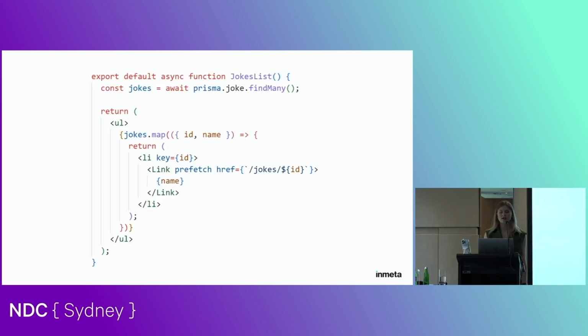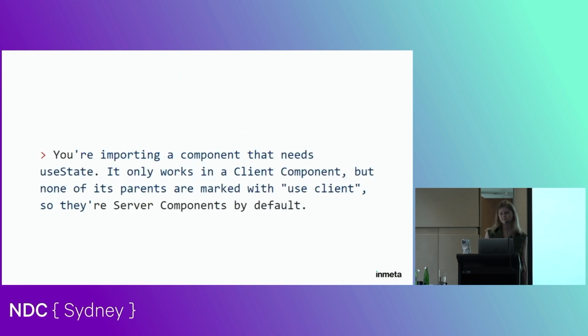So since RSCs are exclusively run on the server, we can write database queries right inside our components. Here's an example of a simple server component called JokesList. I can query my database through an ORM like Prisma and have the data available, the component fully rendered before it's sent to the client. Server components also introduce async components, basically an async function that can asynchronously fetch data on the server without causing any issues for the client side. You can do any kind of data fetching in here, such as calling your API.